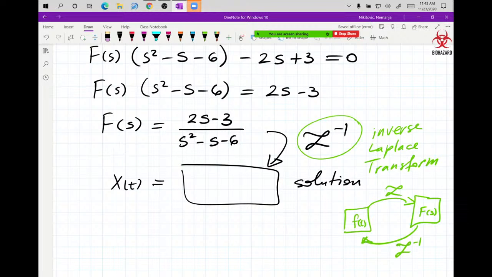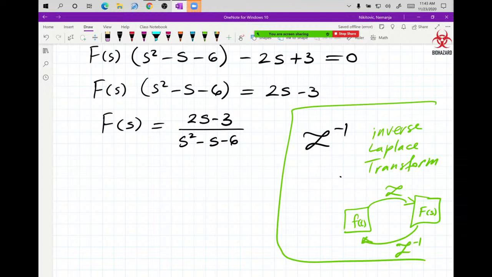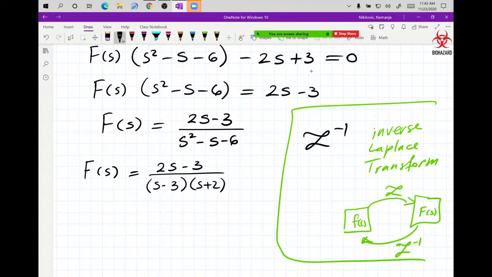Now, how do you find the inverse Laplace transform? Okay, so to find inverse Laplace, first what we have to do is factor the bottom. So the bottom is going to factor over -3 and +2. Because when I multiply -3 and +2, I get -6, and then -3 + 2 is -1. Good. So this is what we have.